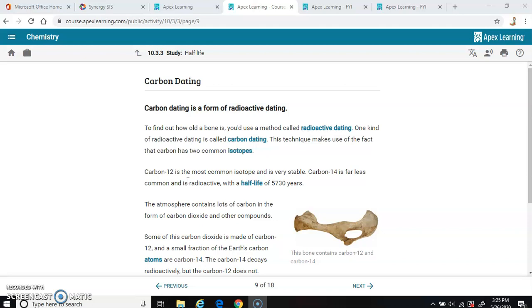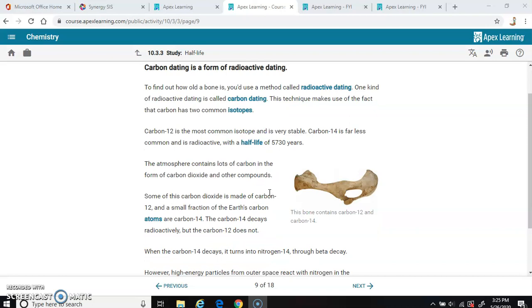And that is why on the periodic table, carbon has 12.0-something, because it is the most common one. However, there is carbon-14. It's far less common, and it is radioactive. It does break down, and it has a half-life of 5,730 years. So what we can do is track how much is left in a fossilized item, and then you can figure out how old it is.